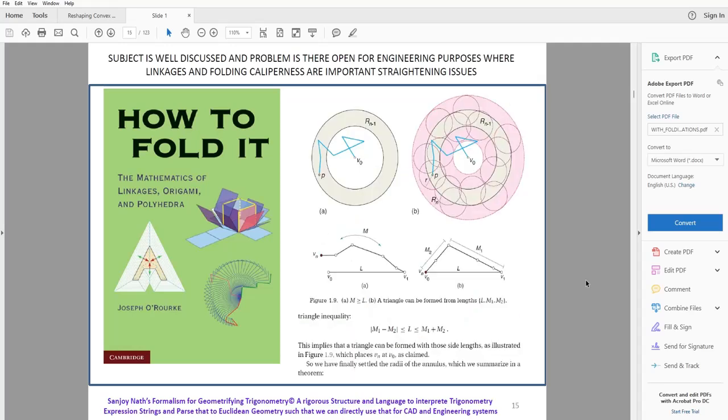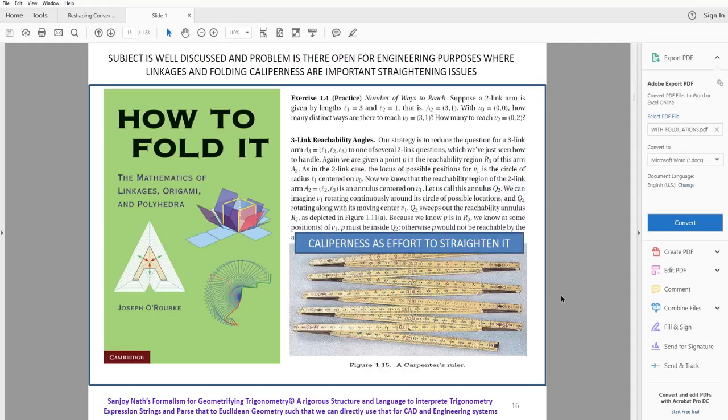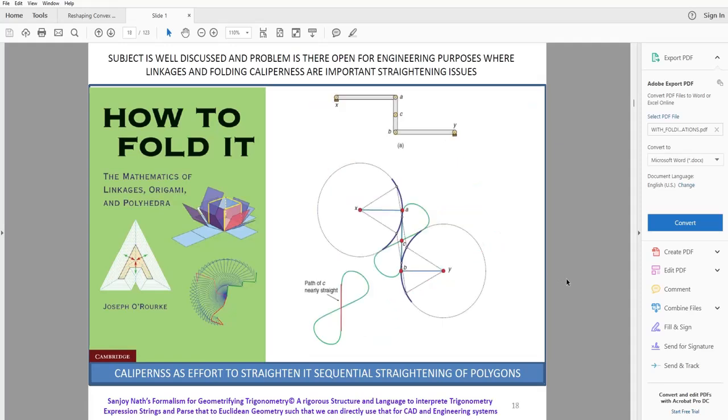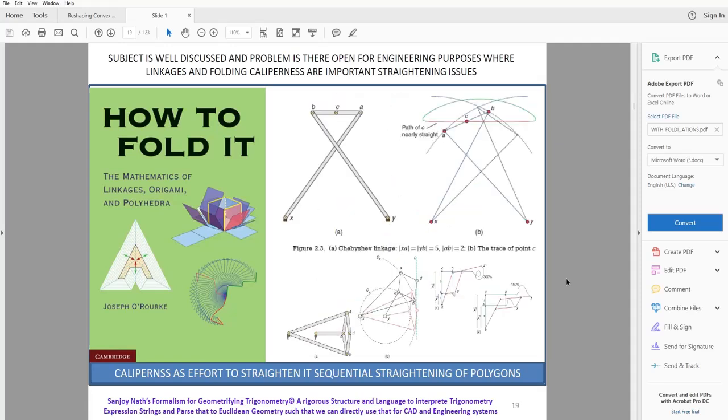Some practical applications are shown here, where straightenability and rotability are always considered. These are caliperness effort straightening with multi-calipers, and you can see these kinds of objects in engineering. I am showing this for your understanding: in engineering uses for linkage mechanism designing, Geometrifying Trigonometry has a very big implementation.